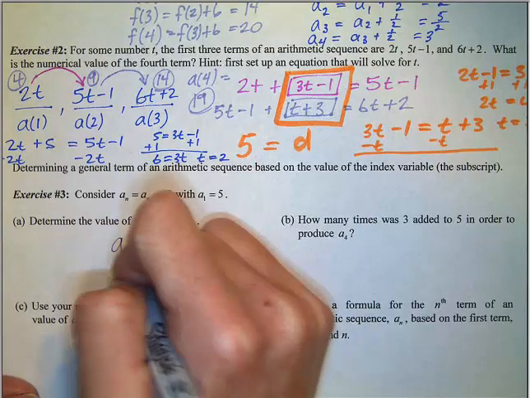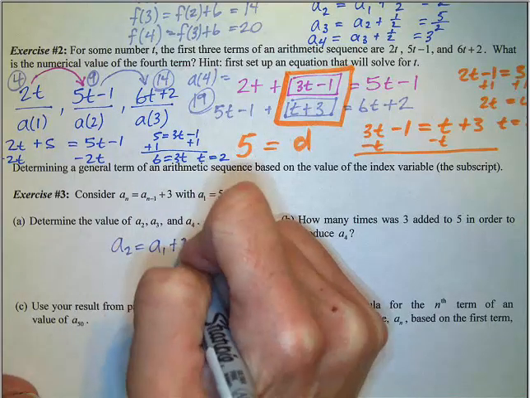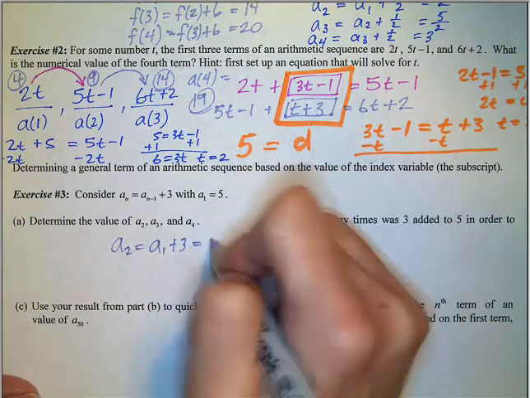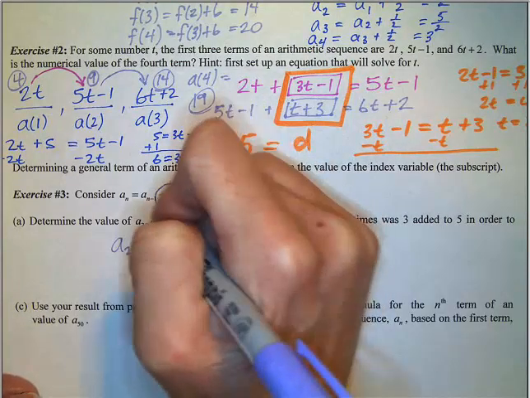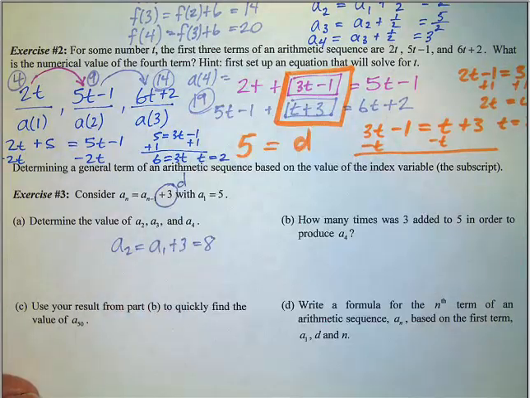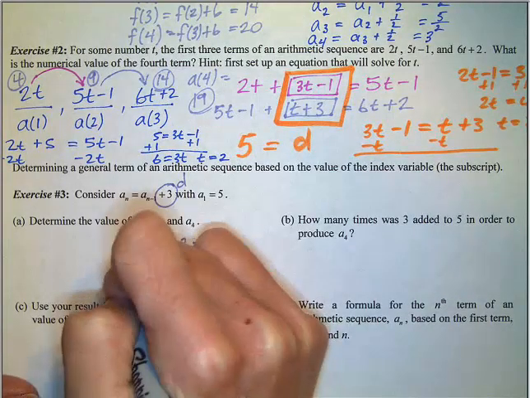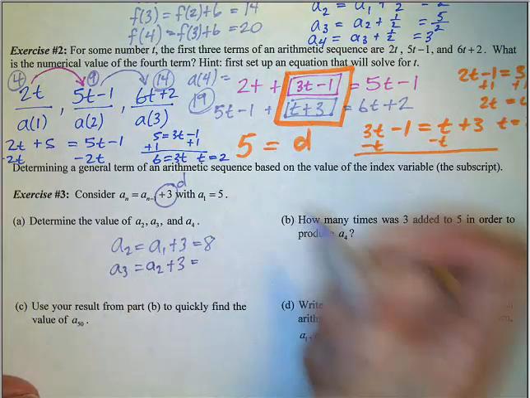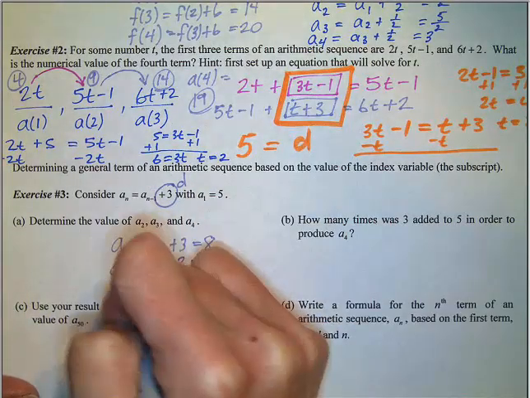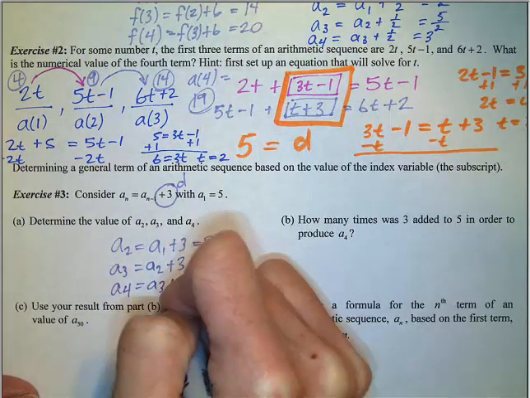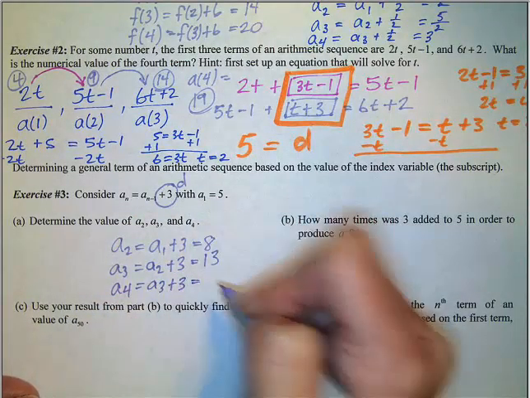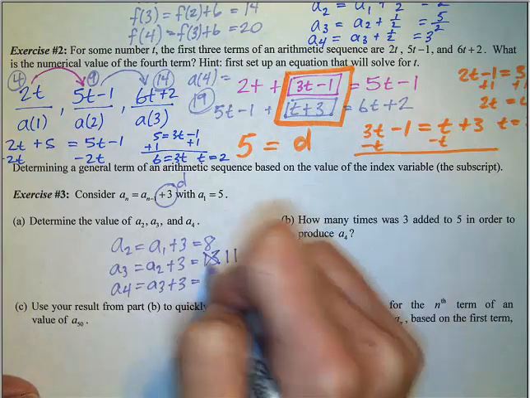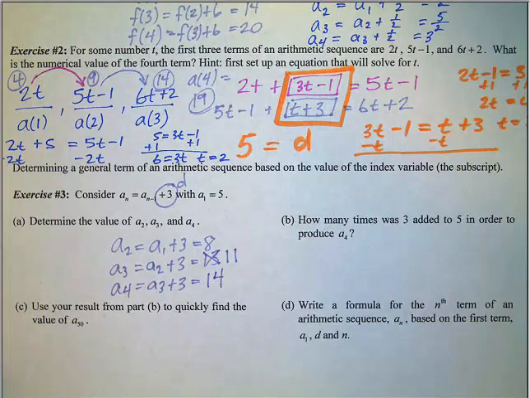So the second term equals the first term plus 3. Well, the first term is 5, so 5 plus 3 is 8. And again, you can see on here, this is your common difference. So the third term is the second term plus 3, which is 11. And the fourth term is the third term plus 3, which is 14. I was adding 5 in my head.